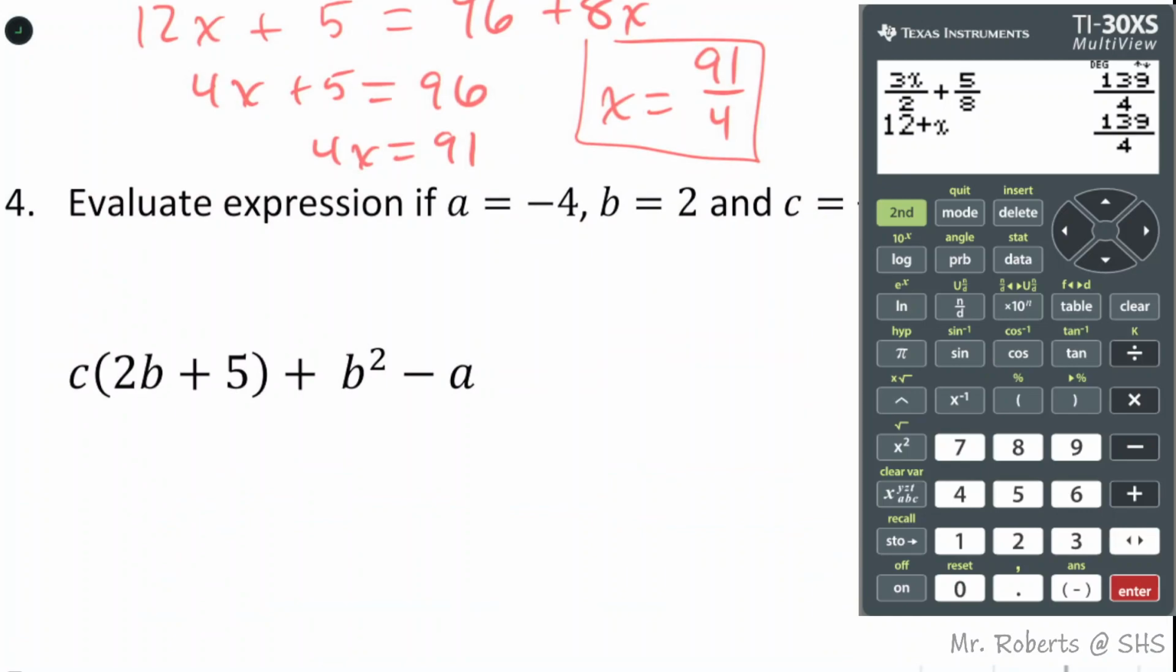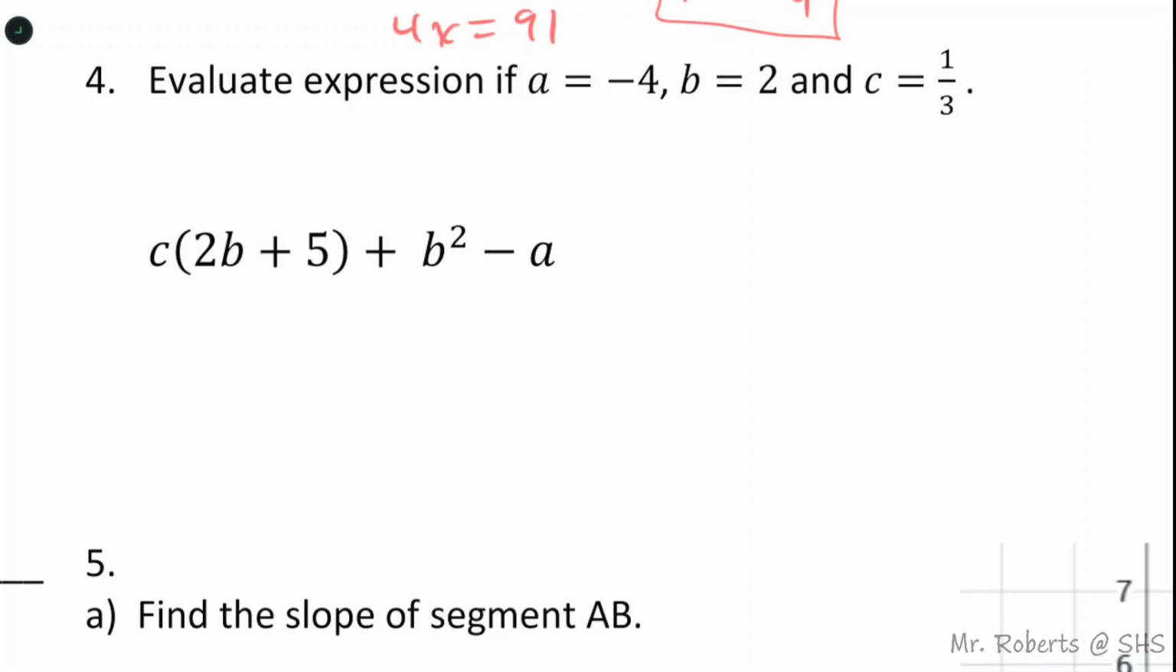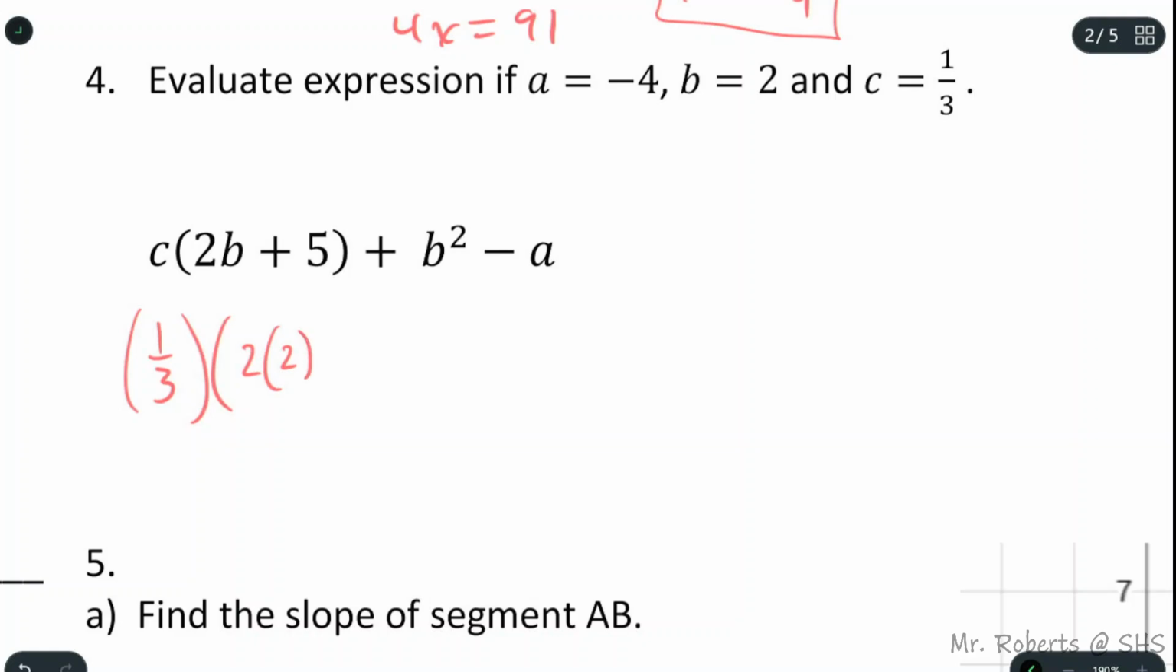The next question says, evaluate this expression for the given values of a, b, and c. We're told a is -4, b is 2, and c is 1/3. So I'm just going to do some substituting in here. C is 1/3. Got it. Open paren. B is the number 2. Got it. Plus 5. Close. Plus b is the number 2. I'm going to square that. And then subtract. A is -4. So I've used parentheses to plug in everything here.